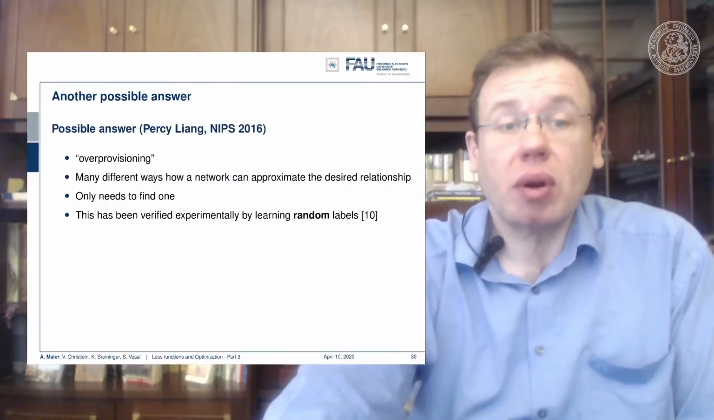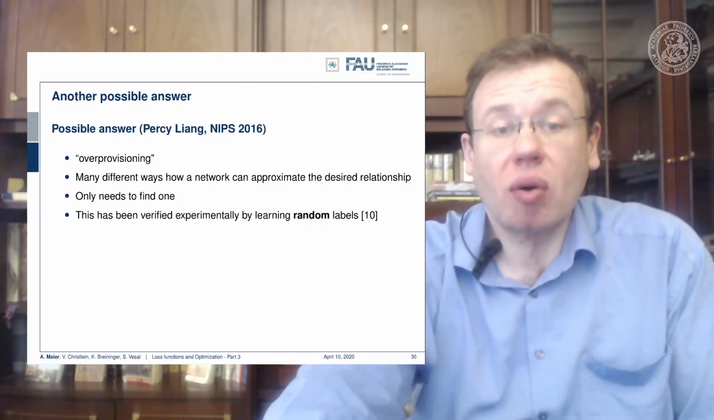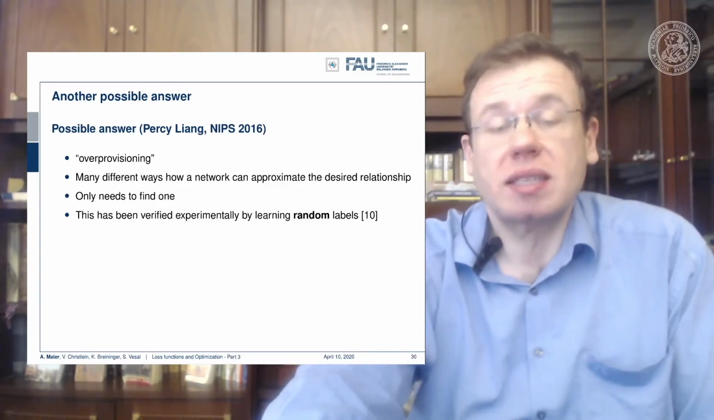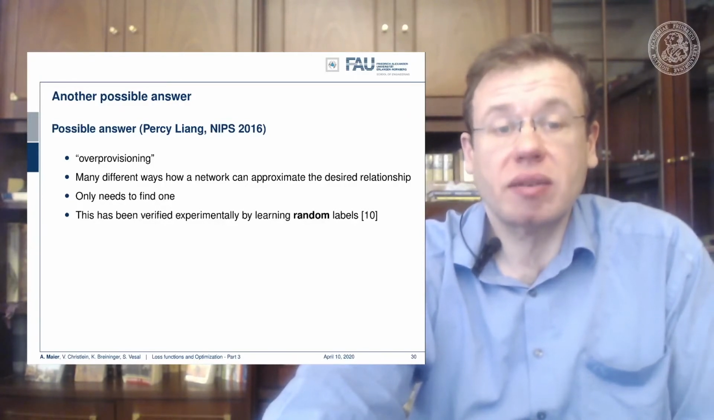There is one more possible answer, and this is a paper from 2016. He's suggesting over-provisioning. So there are essentially many different ways how a network can approximate the desired relationship, and you essentially just need to find one. You don't need to find all of them. A single one is sufficient.